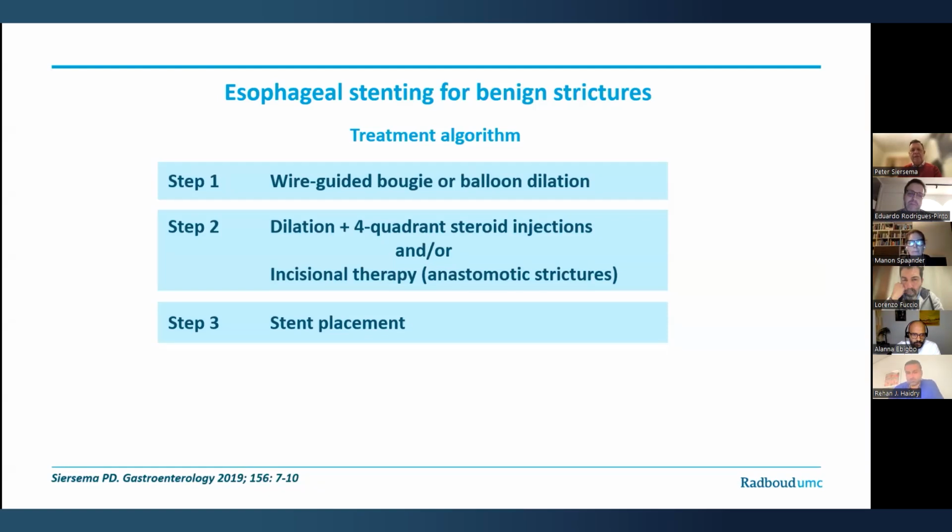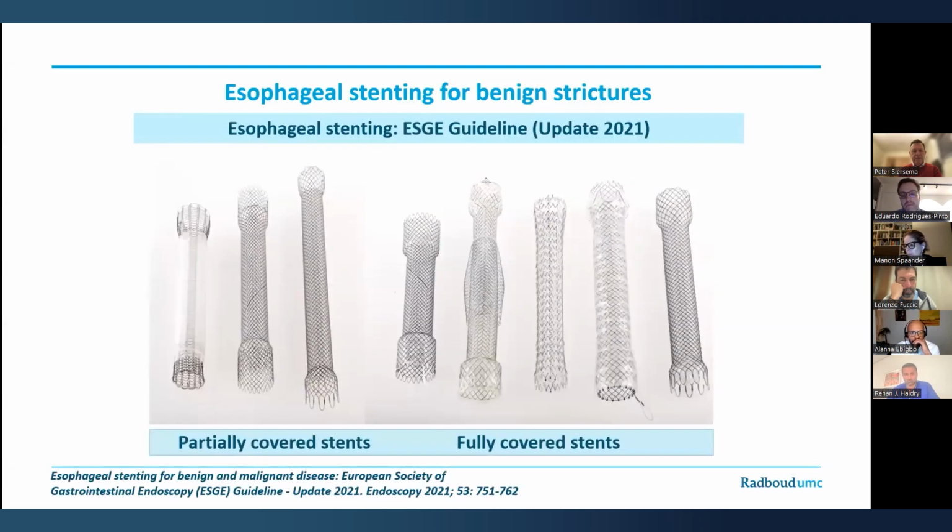So if this is not successful, and usually we repeat that another time, and this is not successful the first time, then we go to stent placement. And stent placement is also an elegant way of prolonged dilation of the esophagus. Here you see a couple of stents that are available for this. On the left side, you see partially covered stents, and on the right side, you see fully covered stents.